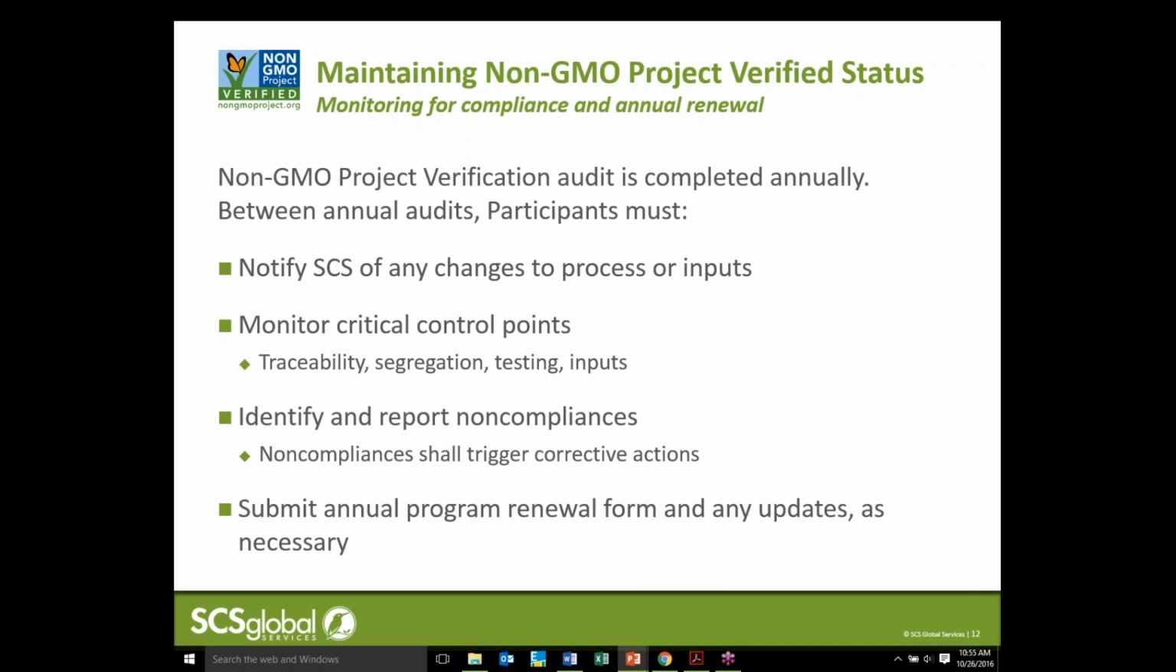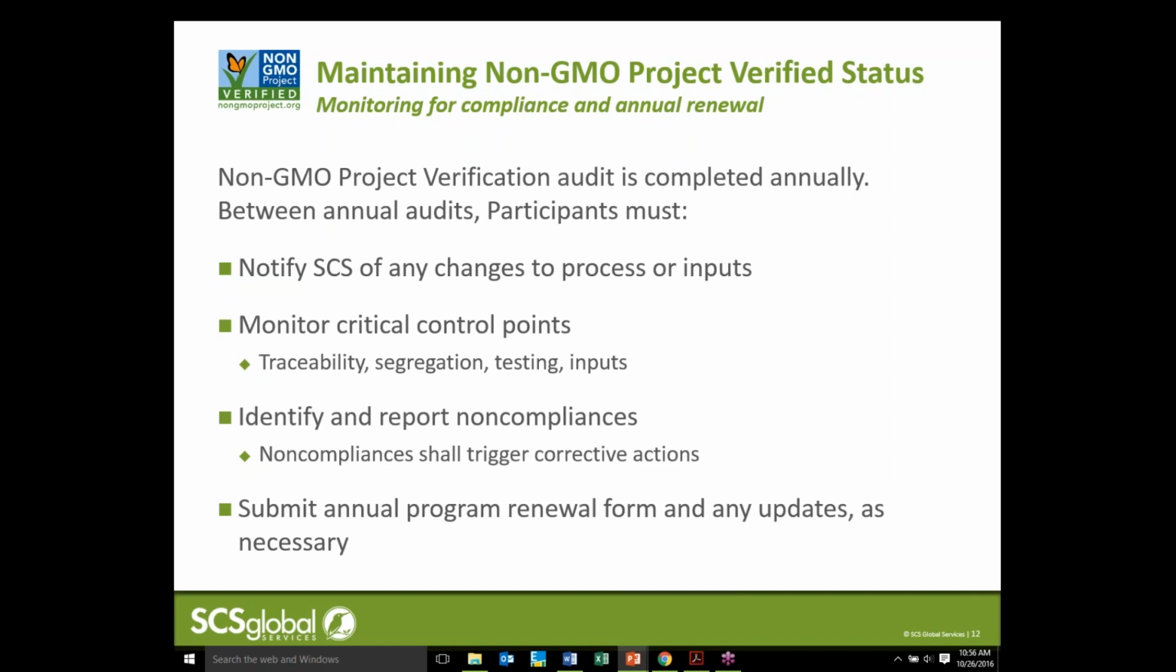Critical control points will need to be monitored to ensure absence of GMO risk by way of inputs, commingling, cross-contamination, or otherwise. And monitoring shall require implementation of the key concepts previously discussed, such as traceability, segregation, lot control, and testing at critical points through the production system where required. Non-compliances, if identified by the participant via your monitoring system, shall trigger corrective actions, and they need to be reported to SCS within an established time frame.